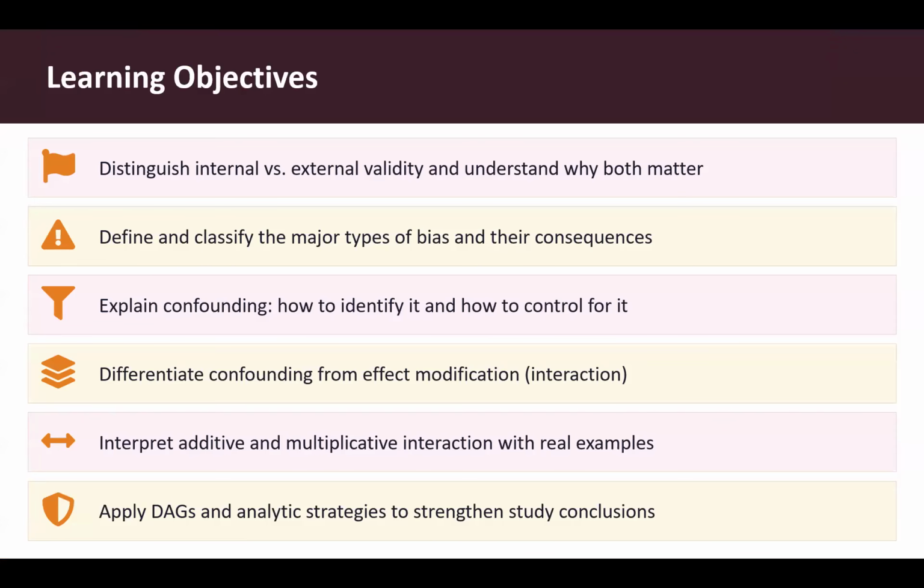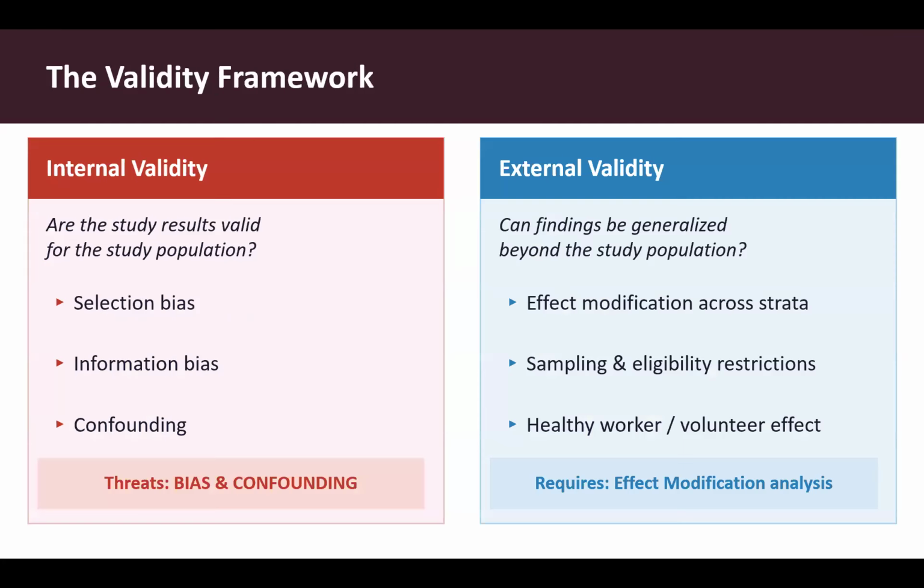These are the learning objectives of today's class. First, we will distinguish between internal and external validity and then define and classify major types of bias and why they are important. Then, explain confounding, differentiate confounding from effect modification or interaction, interpret additive and multiplicative interaction with real examples, and then in the end, I will shortly describe what is DAG, and then we will do multiple choice questions. So this is the validity framework.